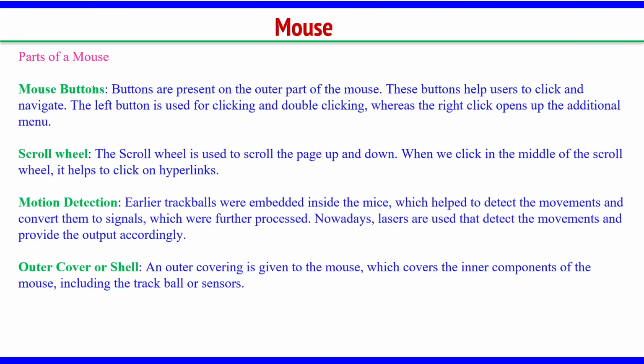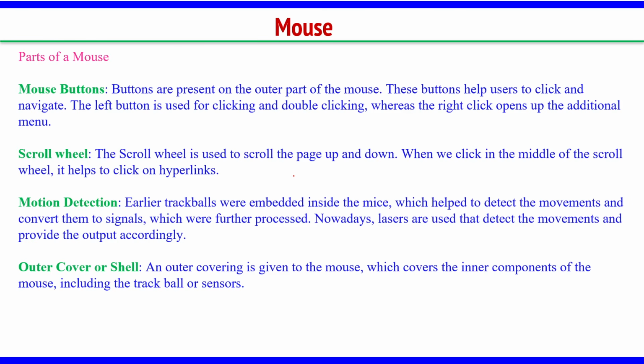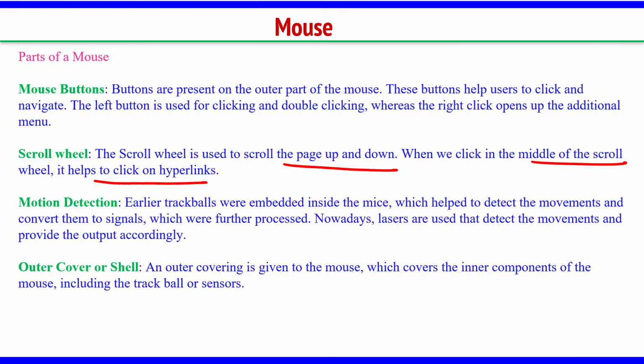So, parts of a mouse. I have mouse buttons, right? Here there is one scroll wheel. If you see, this scroll wheel is used to scroll the page up and down. When we click in the middle of the scroll, it helps to click hyperlinks. So if there is a website link, and you click the middle scroll wheel on it, it will open that new web page.